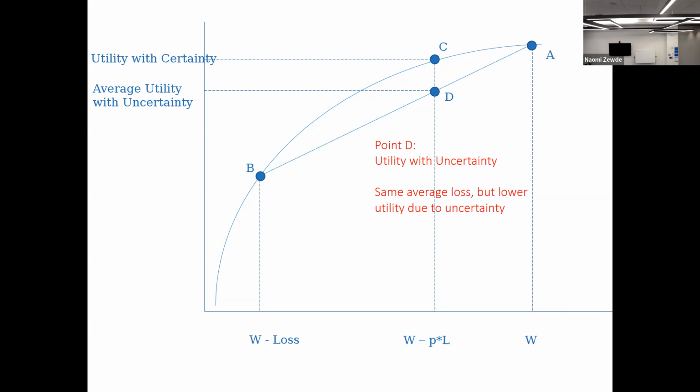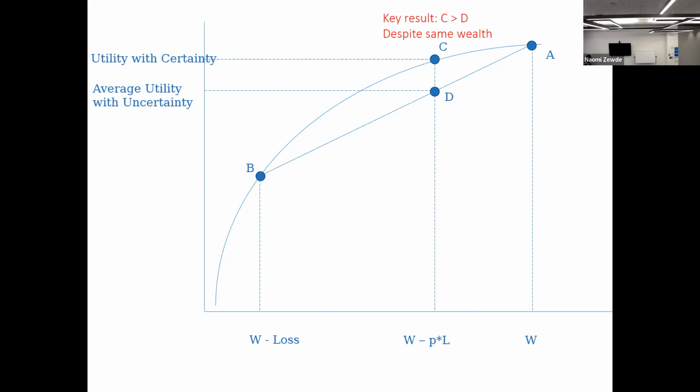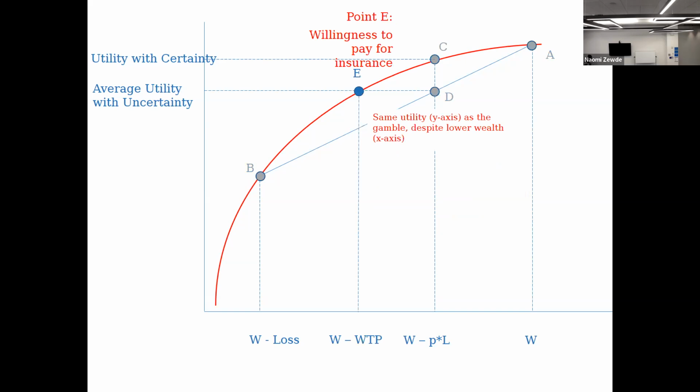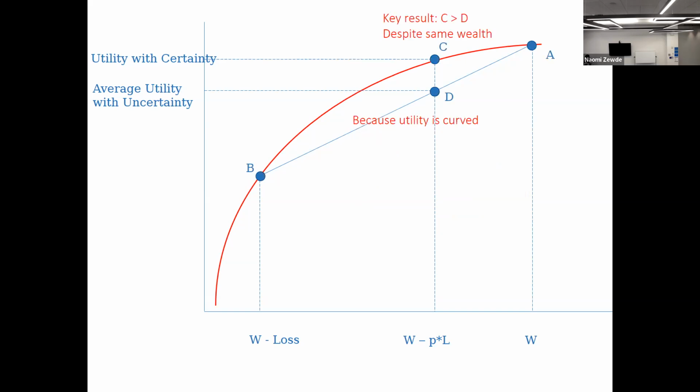Even though they're at the same point on the x-axis, they're at a different point on the y-axis because the utility with certainty is greater than the utility with uncertainty. Okay, it's just a way of illustrating that relationship. Right, so the key result here is simply that point C is greater than point D. And it's largely driven by the fact that the relationship between wealth and utility is curved. All right, so any questions?